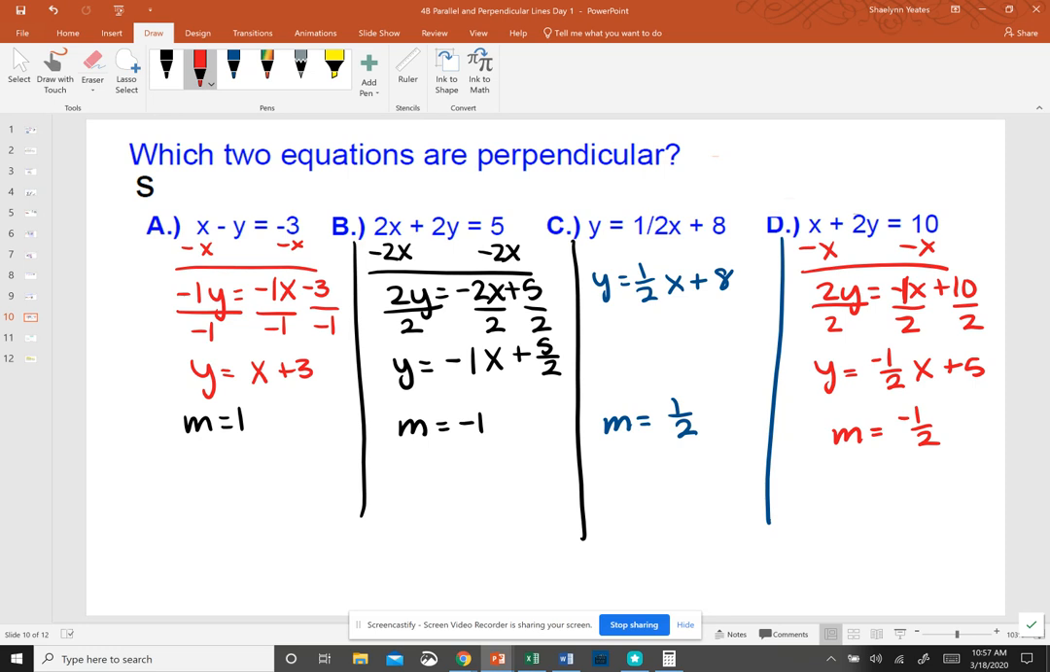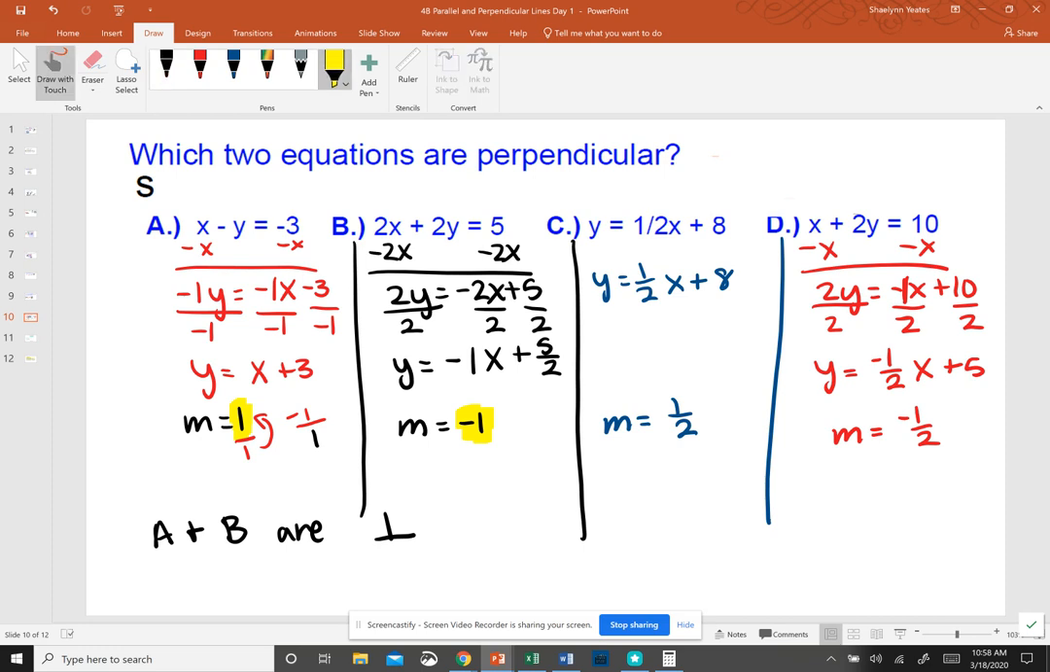Now we just need to identify two that are perpendicular. So we want numbers that are flipped upside down and flipped signs. So I've got a 1. What's 1 flipped upside down? If we think about this as 1 over 1, flipped upside down would be the same thing, but we've also got to flip the sign. I'm going to write it with a different color so you know what I'm doing. So this would just be 1 over 1 now, and then we have to flip the sign, so it'd be negative. Is there anything that says negative 1? You've got it. It's this one here. So I would write A and B are, and I'm going to use the symbol for perpendicular.